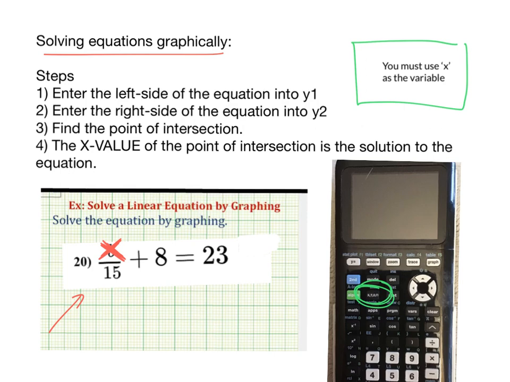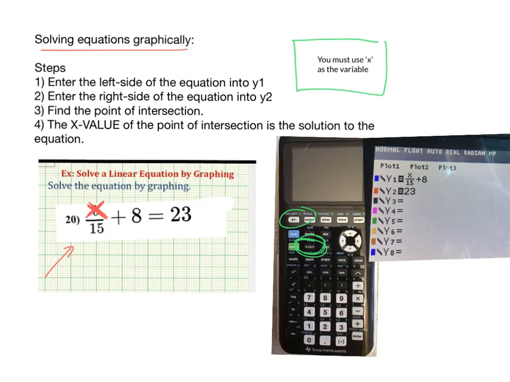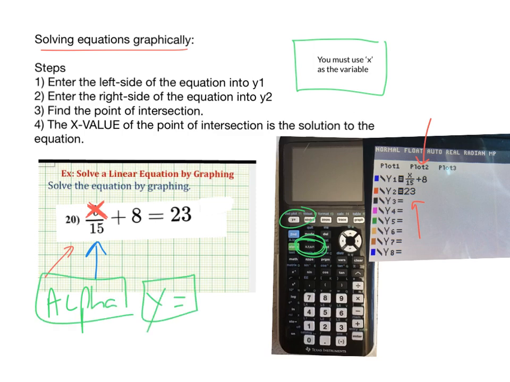So what we're going to do is press the y equals button. Okay, so we want to have as our y1 x over 15 plus 8, as our y2 23. Remember, to get our fraction on our calculator, we press alpha and y equals to have our fraction template set up for us. So now we want to graph this and find the point of intersection.